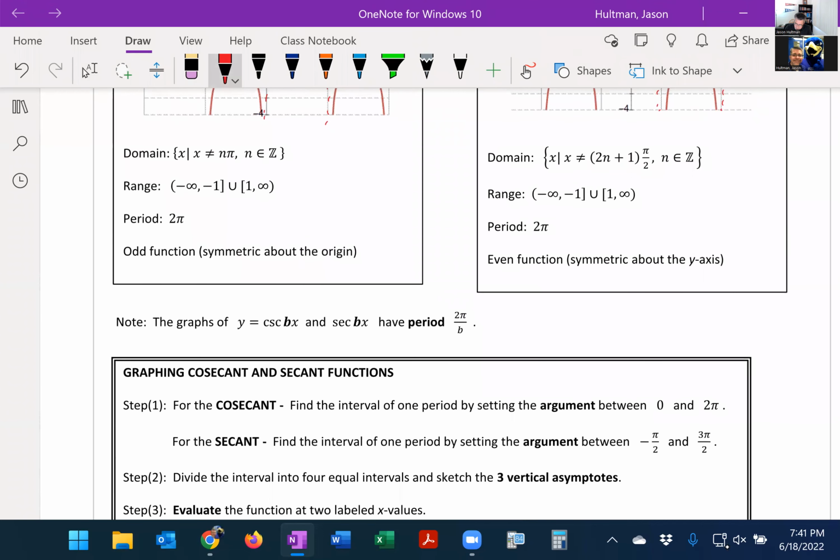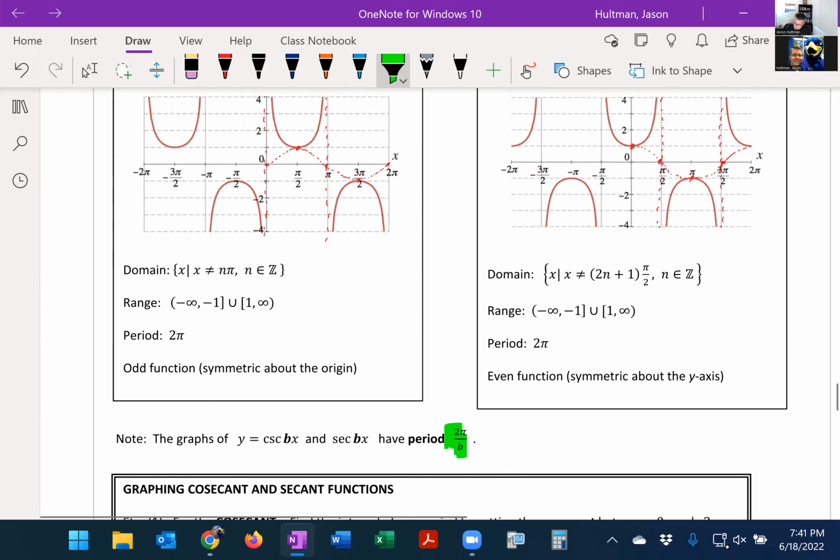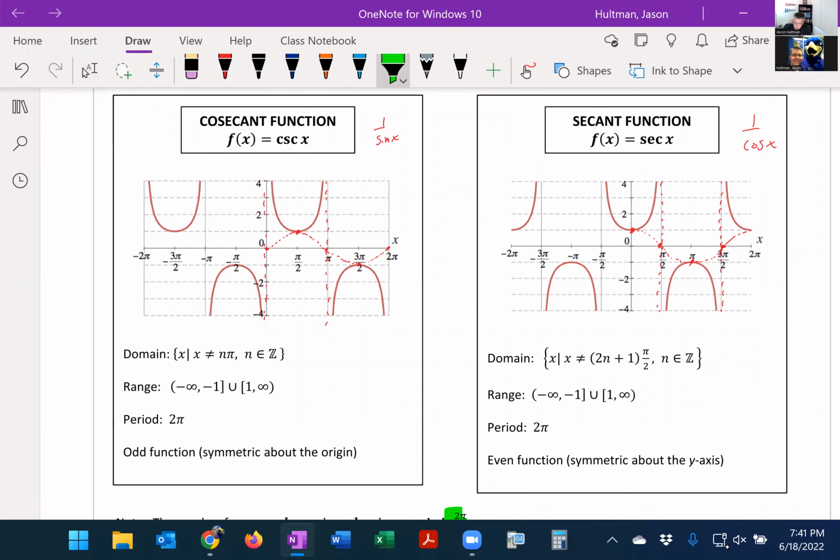The graphs of cosecant bx and secant bx have a period of 2 pi over b. So the period here is 2 pi. We just get 2 different pieces. We get an up piece and then we get a down piece, and that's one period. The up piece and the down piece create one period, and then we go to an up next, and then a down. If we wanted to continue this, we would do a down again, and so forth and so on.